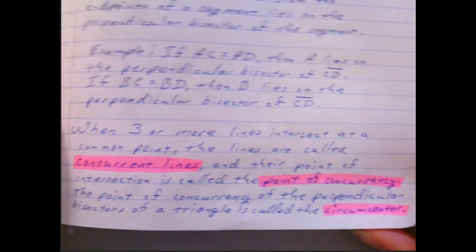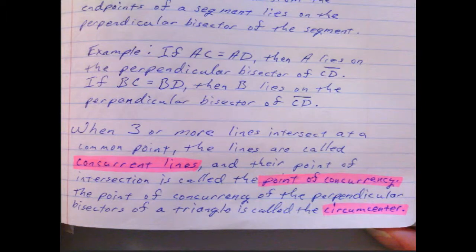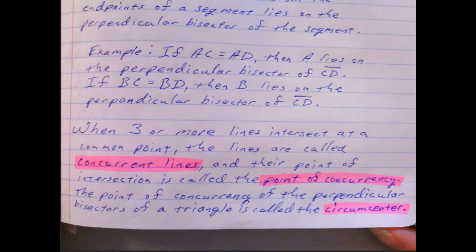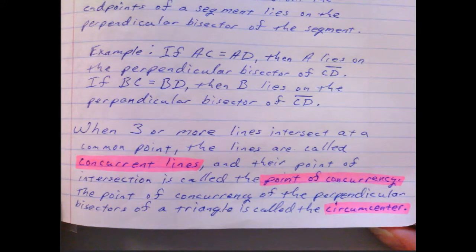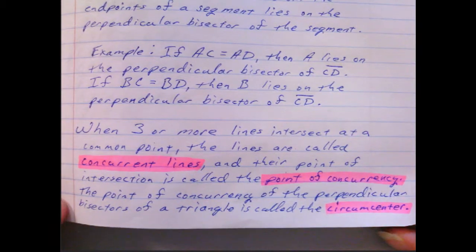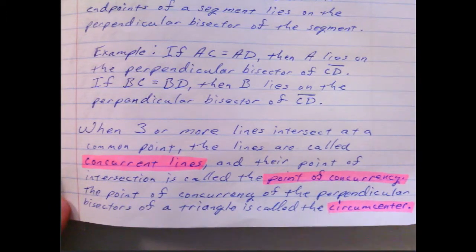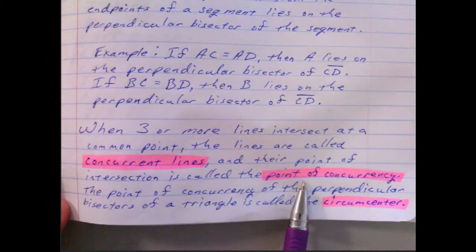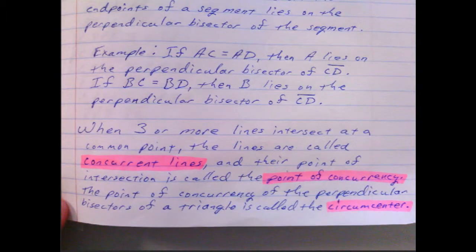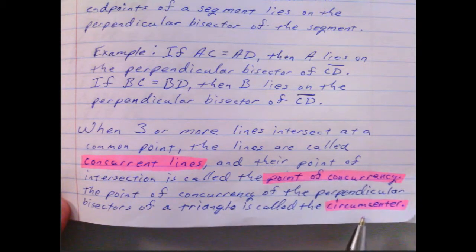So in the next piece that we have, sorry, let me adjust there just a little bit. When three or more lines intersect at a common point, the lines are called concurrent lines. And their point of intersection is called the point of concurrency. So when we have three or more lines that are intersecting, that point where they cross each other is the point of concurrency. The point of concurrency of the perpendicular bisectors for a triangle is called the circumcenter.